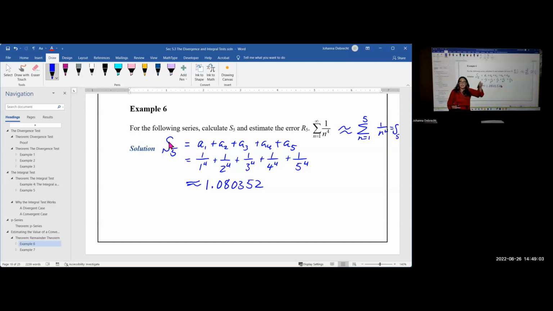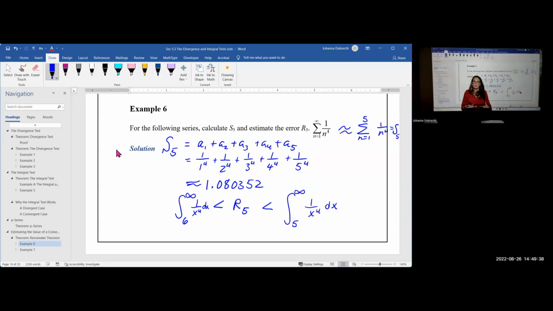Now I want to estimate the error. How far off could I be? In order to do that, I want to estimate the error R sub 5. To estimate the error using the first 5, this has to be between the integral starting at 6, one more than the subscript, going to infinity, of 1 over x to the fourth dx, and less than the integral starting at the same subscript, 5 to infinity, of 1 over x to the 4th dx. This is what we proved previously.